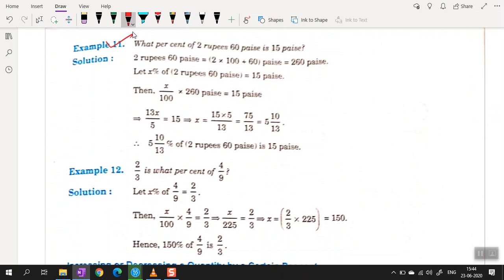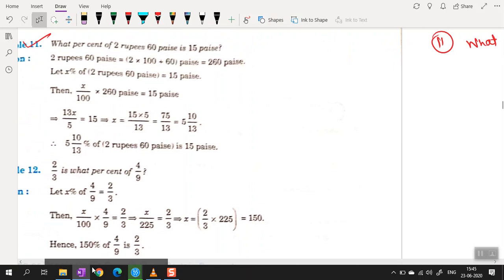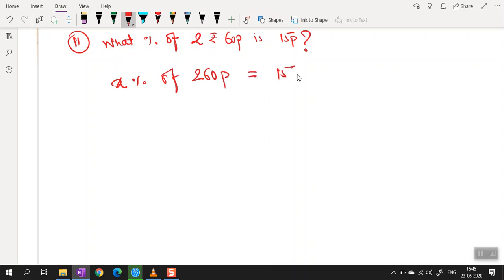Question number 11. What percent of 2 rupees 60 paise is 15 paise? Now it's a similar question. Let's convert it into mathematical form. What percent? So x percent of 2 rupees 60 paise. I'm going to convert the whole thing into paise. Now 1 rupee is 100 paise, so 2 rupees is 200 paise. 200 paise plus 60 paise will be 260 paise is equal to 15 paise.